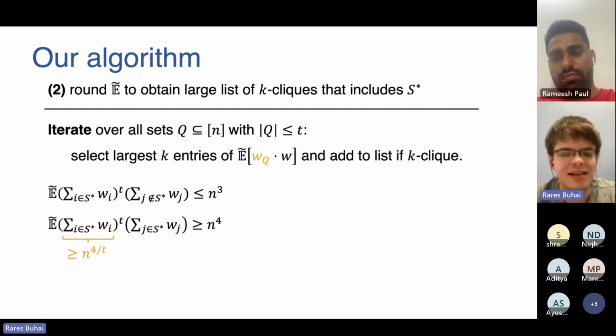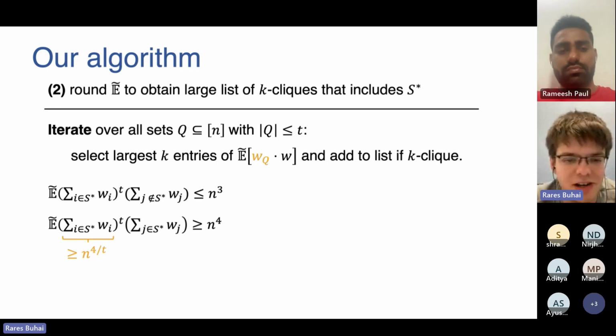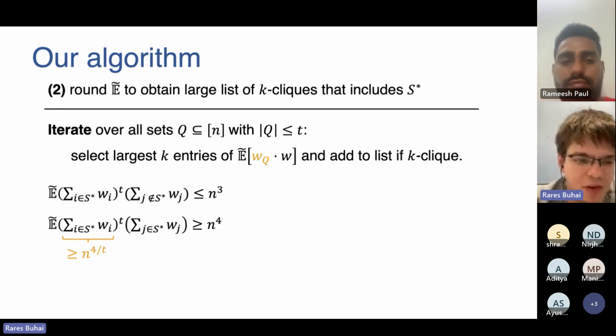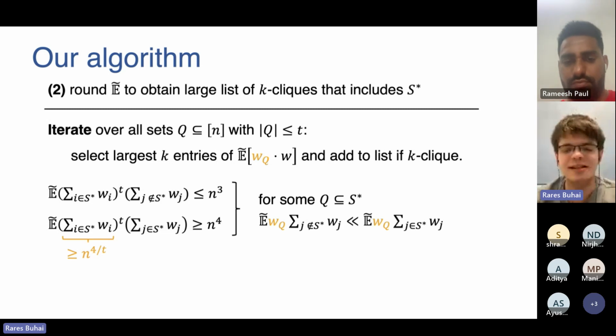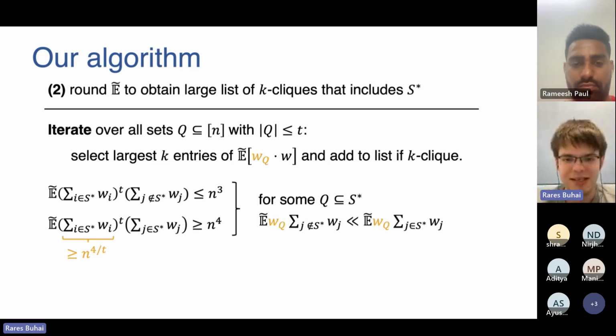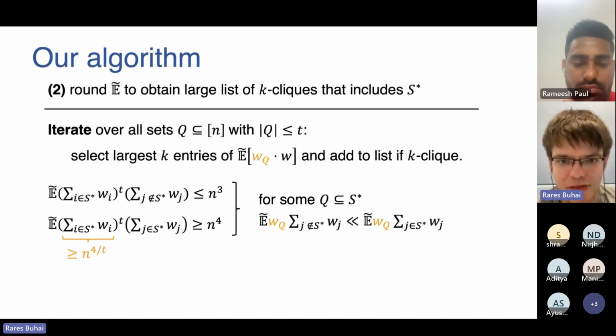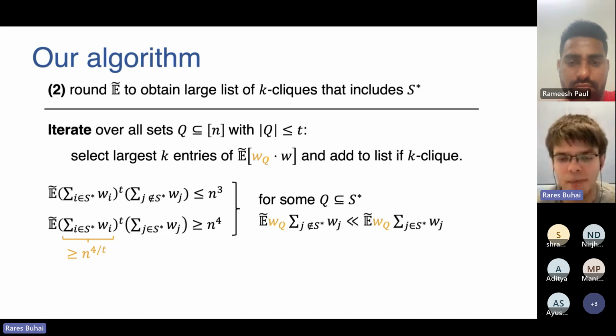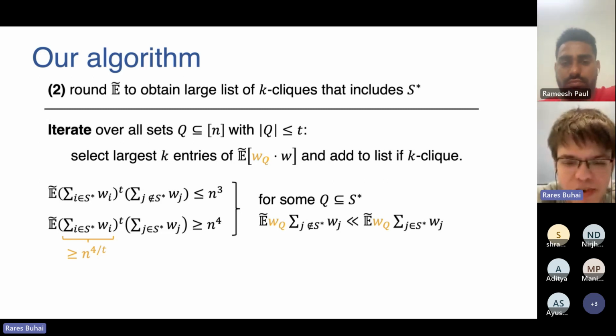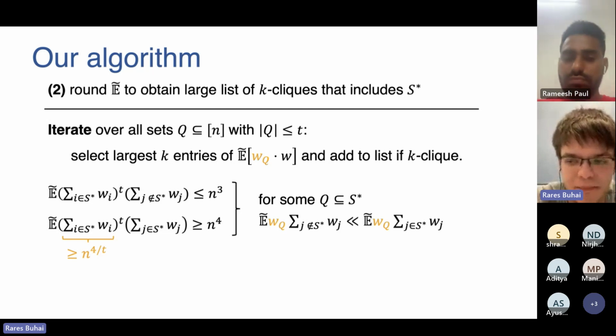So you should see that the second term is much larger than the first term by a factor of n. Like the second equation, the lower bound is much larger than the bound in the first equation. So I'm going to say that this implies the following: that there exists some Q, some subset of the vertices that you iterate over, that is completely included in S star, such that the expectation of WQ times the second term, with the sum over j not in S, must be much smaller than the expectation of WQ times the j's that are in S star.